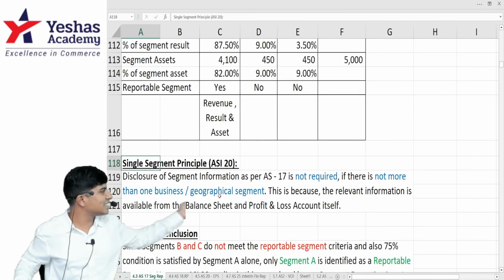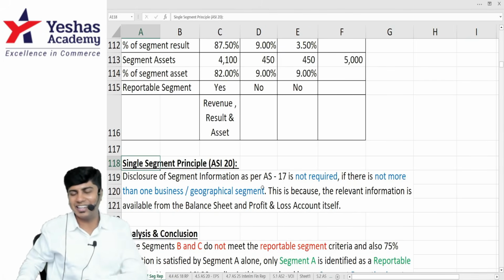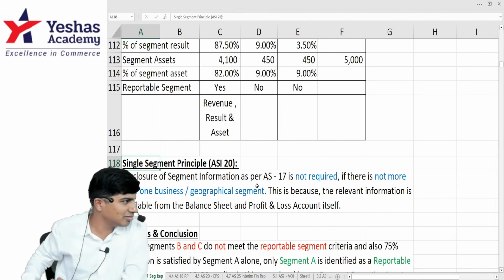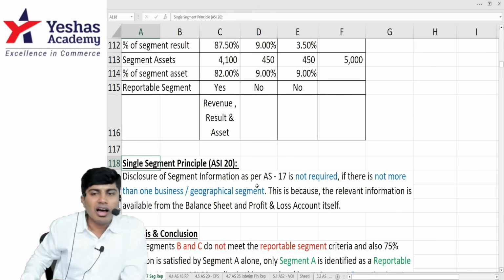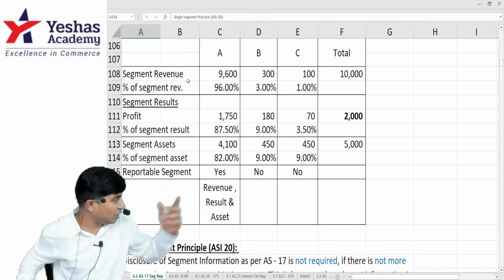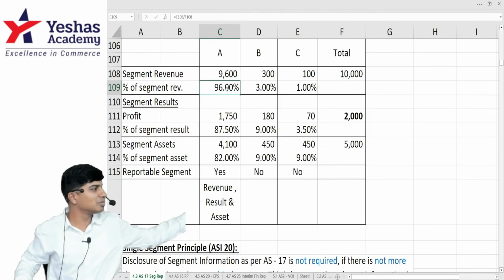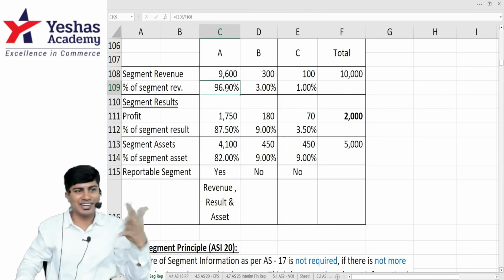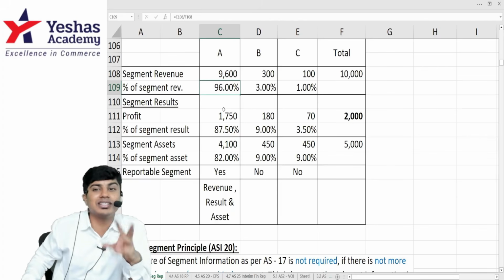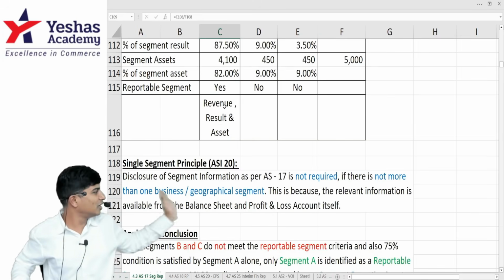Yeah. So, single segment principle. What does it say? Disclosure of segment information is not required if there is only one segment which is reportable, if there is not more than one segment. Are you getting it? We don't know the external revenue condition, but if you assume that total segment revenue is external, 96% is more than 75%. However, by management discretion, if it picks B or C as reportable, then okay. Otherwise, only A, so there is no need of segment reporting.